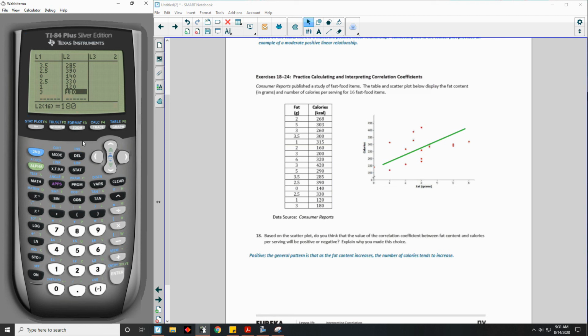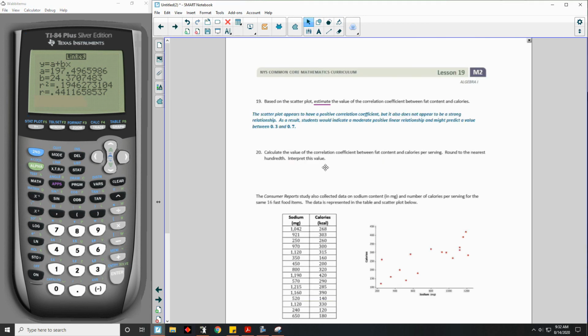Okay, so that's done. Now we go to stat, calculate. 8 is the number you want to use for this linear regression, a plus bx. Hit enter. L1, L2, very good, enter. And there is our R, 0.44.